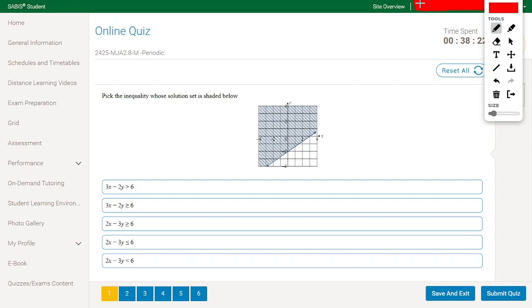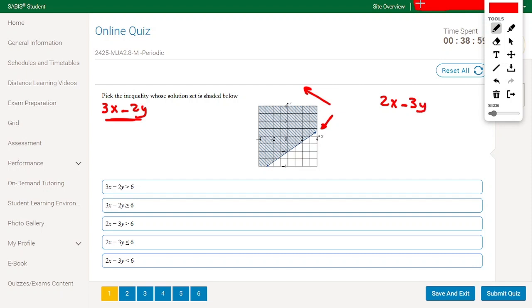Pick the inequality whose solution set is shaded below. We have a line and the solution above that line. So now let's see these inequalities. We have 3x minus 2y bigger than 6, and we have the same here with 2x minus 3y. So we have two different inequalities. One of them is 3x minus 2y, and the other is 2x minus 3y.